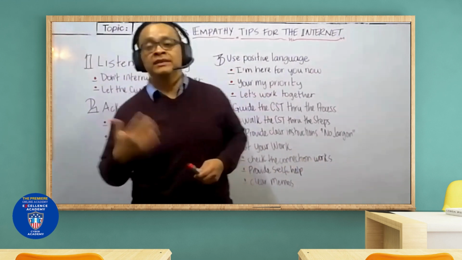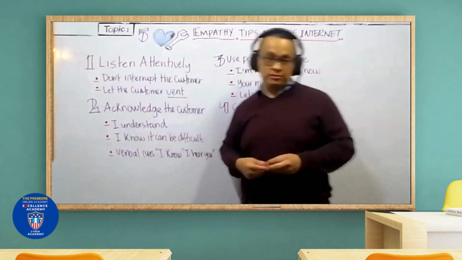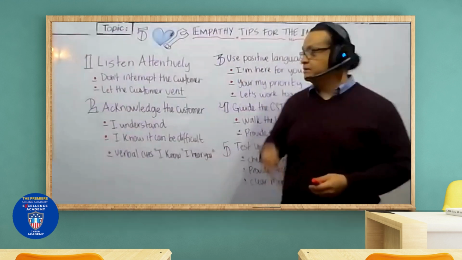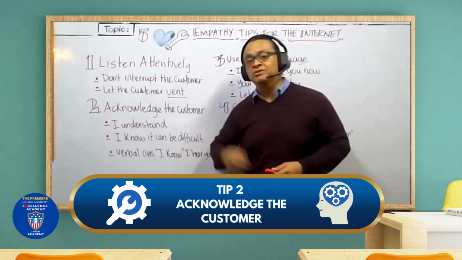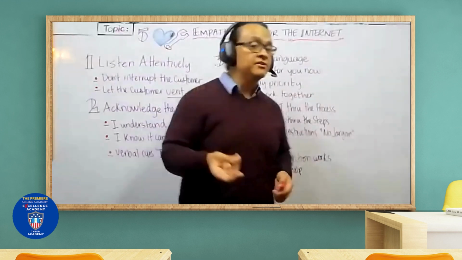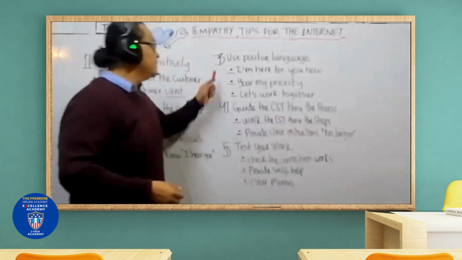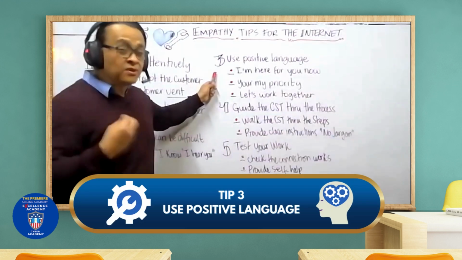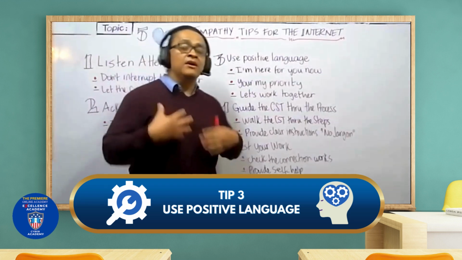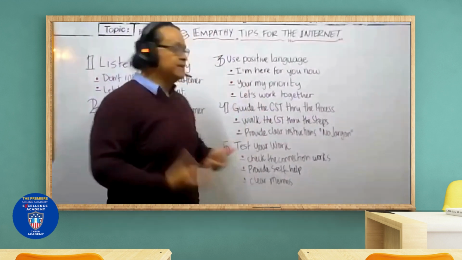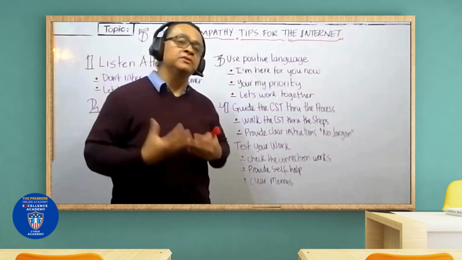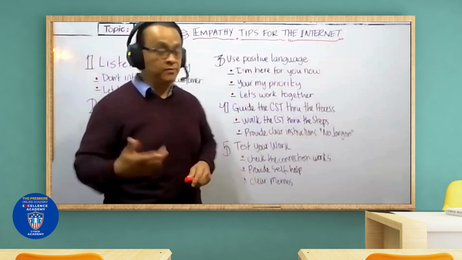All right, guys. So these are the steps that I want you to consider when you're troubleshooting the internet. Remember, number one, listen attentively to your customer. Number two, acknowledge the customer's feelings or emotions. Use key empathy verbs like I understand and I know to do this. Number three, reinforce positive language throughout the whole interaction, not just at the beginning of the call. Assure the customer with phrases like, I'm here for you now, and you're my priority at this time, to help the customer feel secure and assured that you're going to help them in the process.